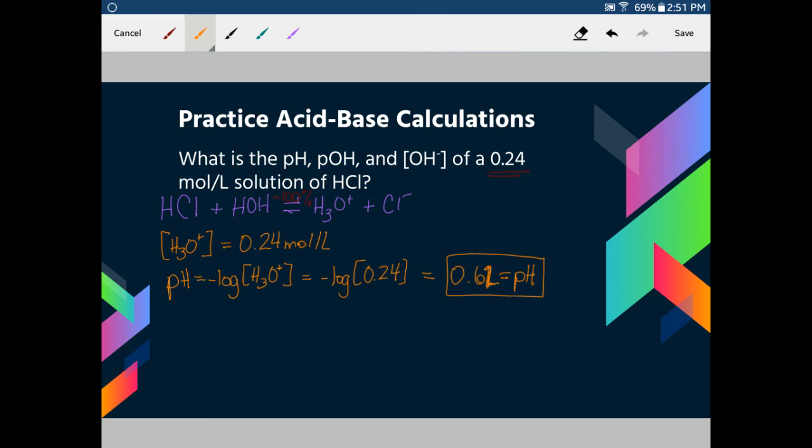Okay, lucky for me, there's a pretty simple calculation for pOH. So pOH, let's do this in a new color. pOH is equal to 14 minus my pH. So when I do that, this is 14 minus 0.62. This gives me 13.4 for my pOH.